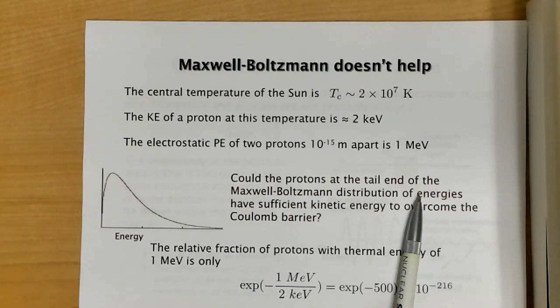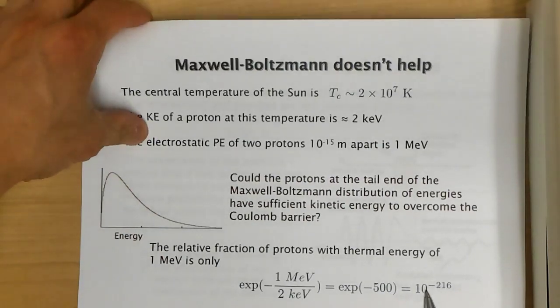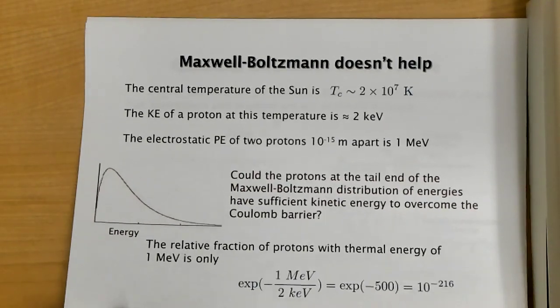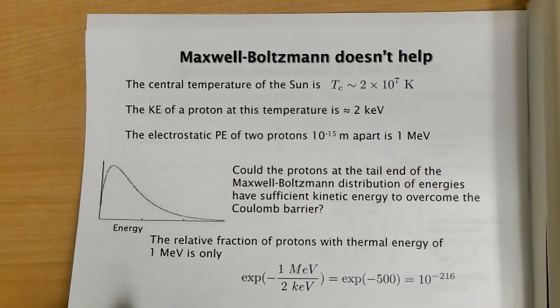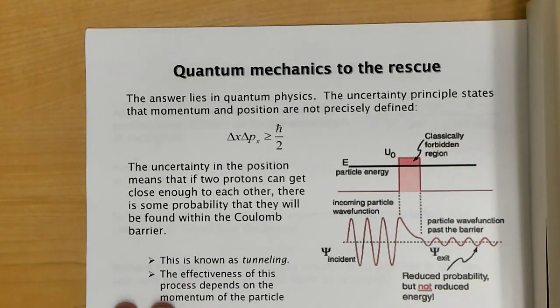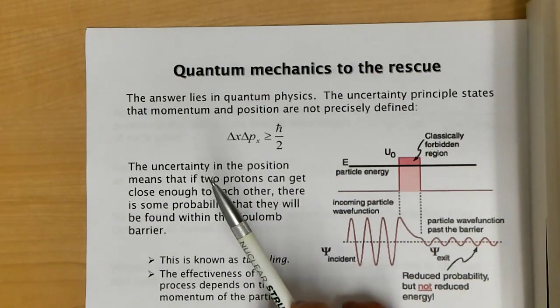We can calculate what fraction of the protons have 1 MeV when the average is 2 keV, and it turns out from the Boltzmann factor it's about exponential minus 1 MeV over 2 keV. So that's the exponential minus 500, which if you punch it into your calculator is about 10 to the minus 216. It's very, very small. It's negligible. There will be essentially no protons at all in that tail. So that doesn't work. But what comes to our rescue is quantum mechanics.